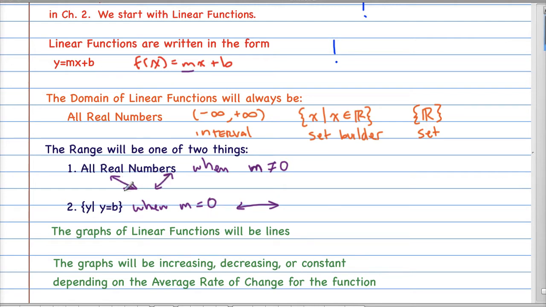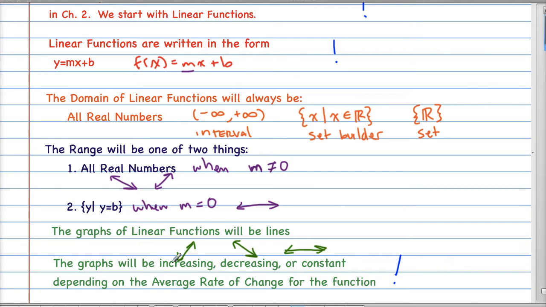They'll either be positive, negative, or constant slope. And so they'll either be increasing, decreasing, or constant. So I have my increasing linear function, a decreasing linear function, or a constant linear function, and the graphs would look something like that. Now, whether or not they are increasing, decreasing, or constant depends on their average rate of change. And remember, average rate of change is the same thing as slope. So when we're referring to average rate of change, or if you hear me say slope, those are the same thing. So m or slope or average rate of change all mean the same thing.